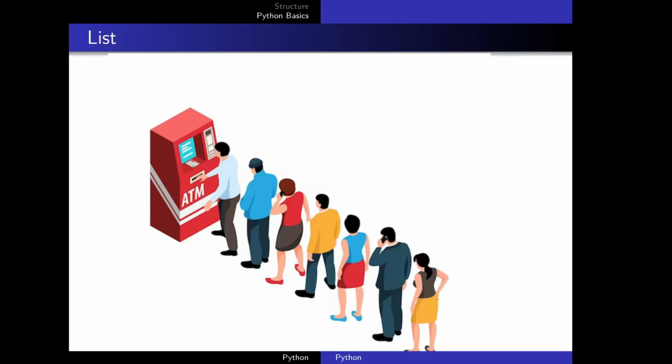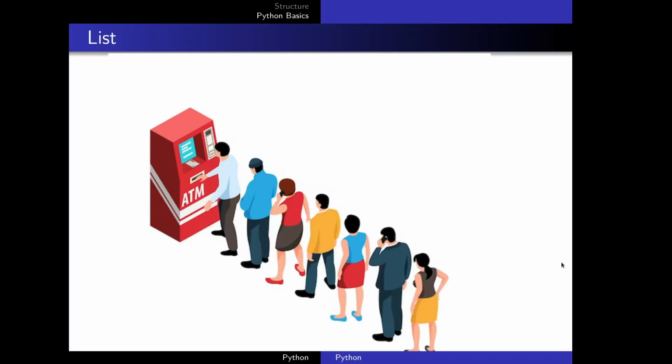People cannot enter the queue from the middle. They have to join the end of the queue. So if we want to build the queue structure, we can use a list. This is another place we use lists.